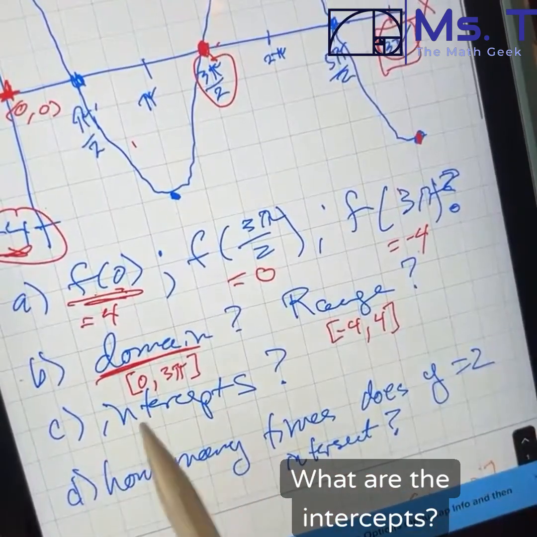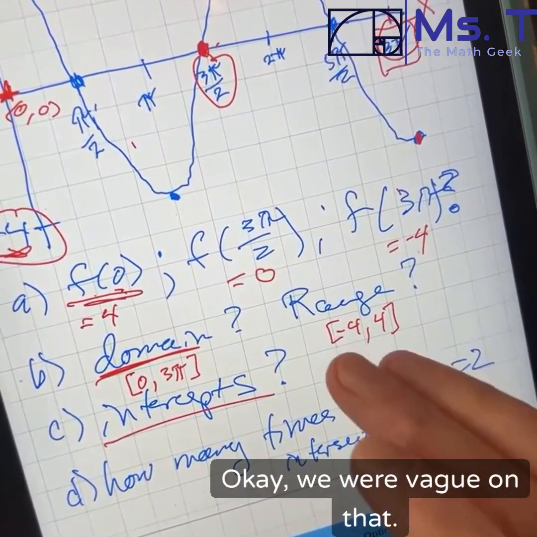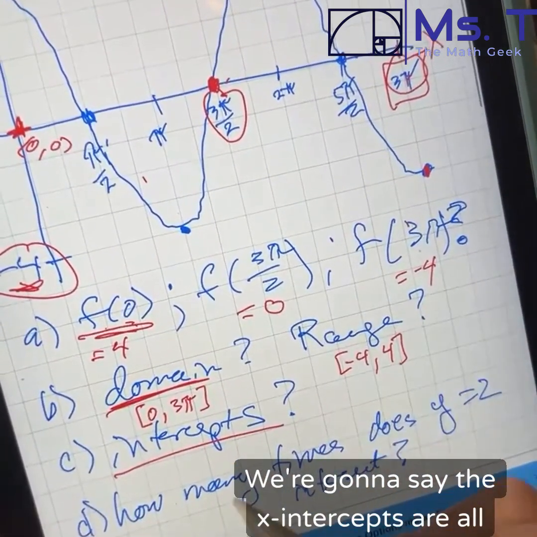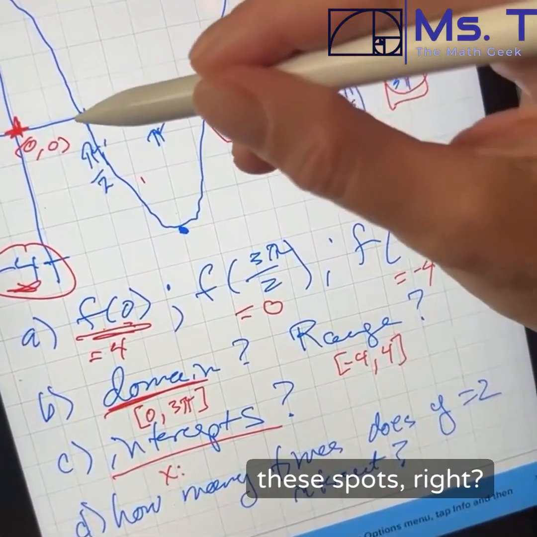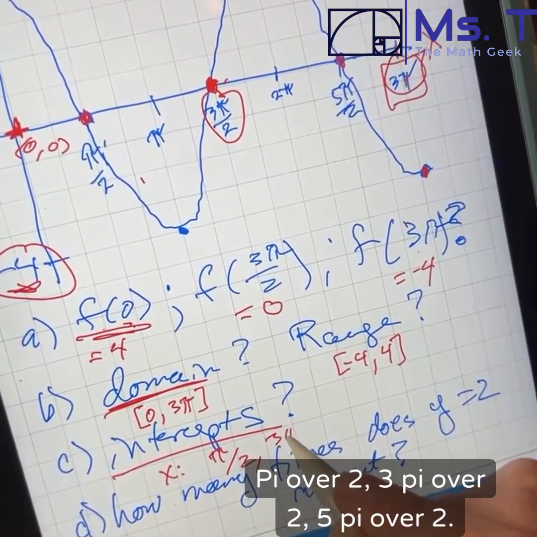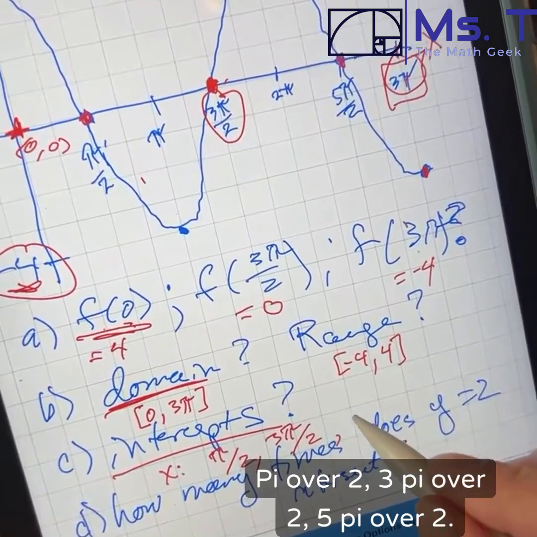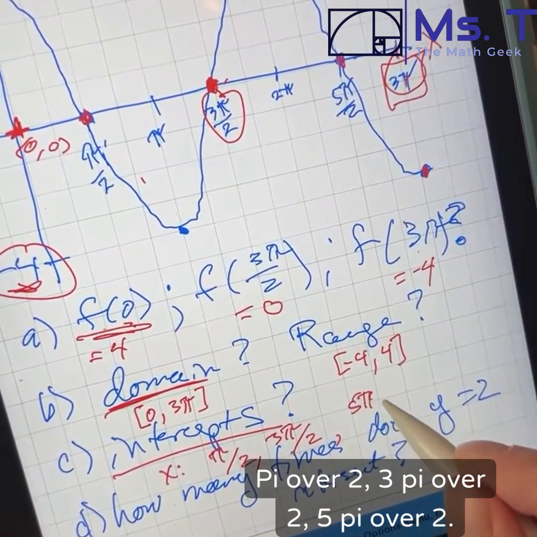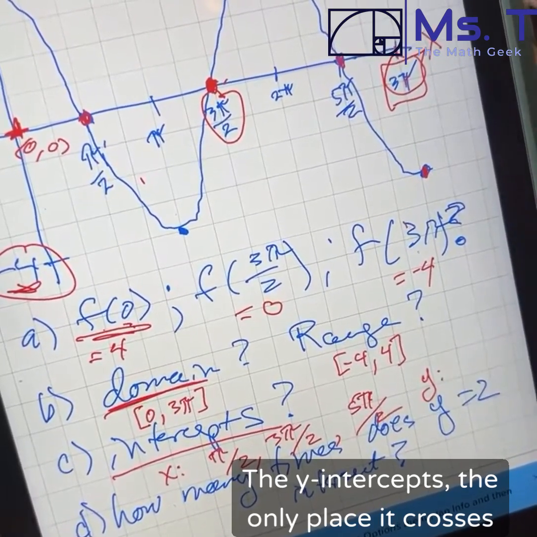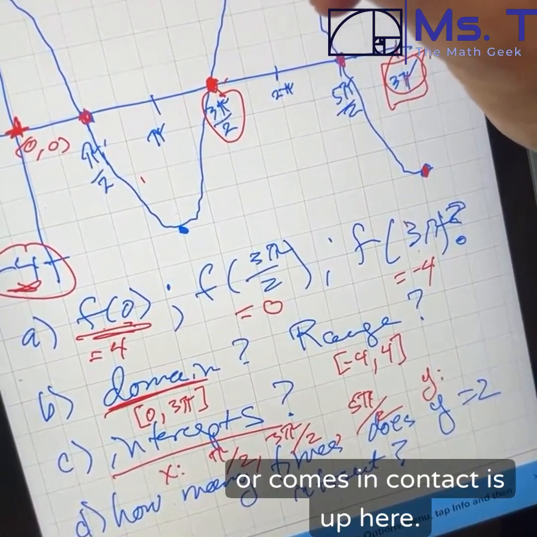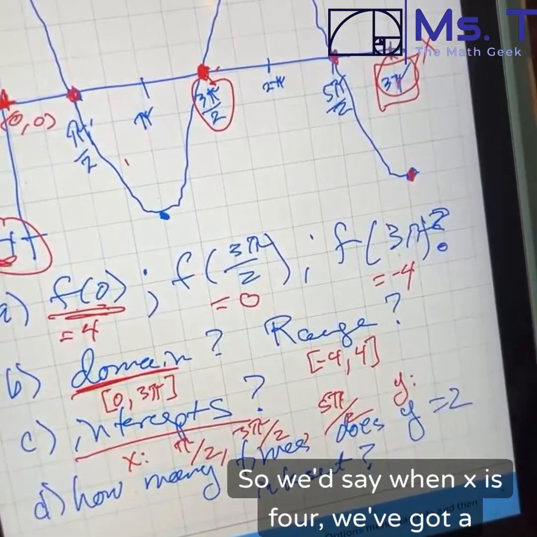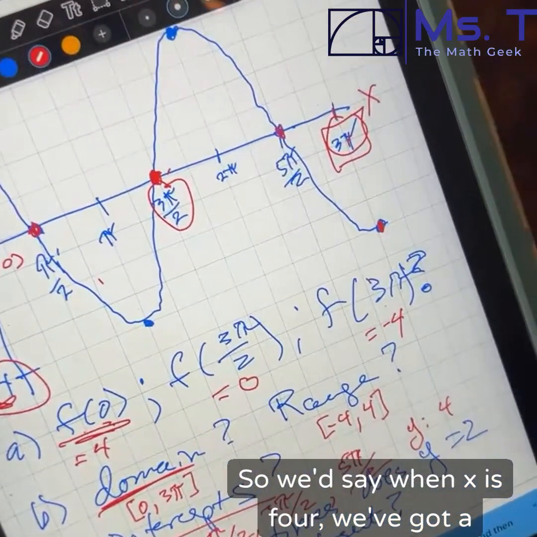Okay, what are the intercepts? We were vague on that. We didn't say if they were x or y. We're going to say the x-intercepts are all these spots: pi over 2, 3 pi over 2, 5 pi over 2. The y-intercepts, the only place it crosses the y-axis or comes in contact is up here. Sorry, I'm not sure you're seeing that. It's at 4. So we'd say when x is 0, we've got a y-intercept at 4.